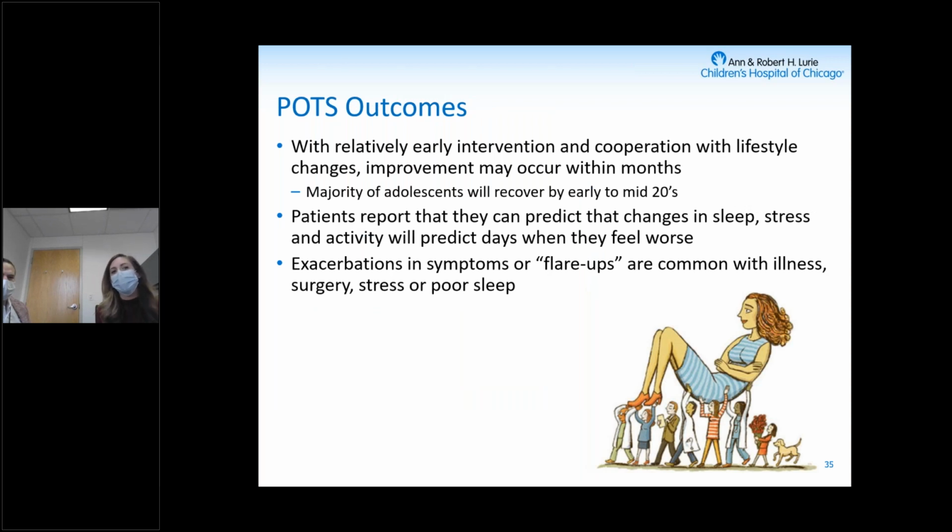From an outcome standpoint, we do find that with relatively early intervention in cooperation with lifestyle changes, improvement may occur within some of these kids within months. And I do find that the majority of our adolescents actually tend to outgrow these symptoms by the time they're in their early 20s, so about 20 to 21. And most of our patients, as they get further along, can report that they can predict changes in sleep or activity and actually predict when they'll feel worse or have flare-ups. And flare-ups are pretty common in this patient population, especially with viral illnesses, surgery, stress, or poor sleep.